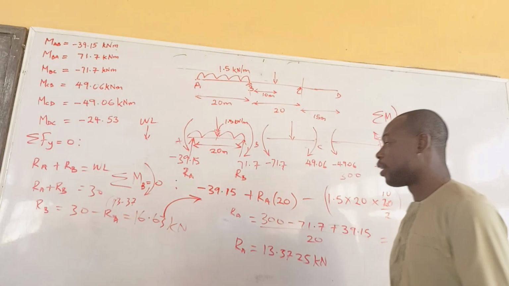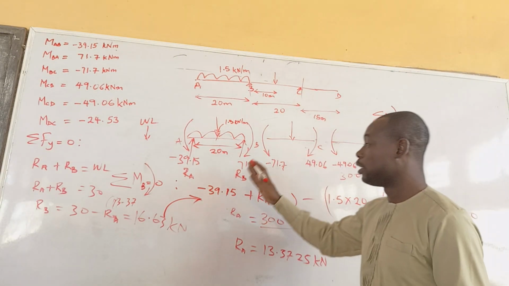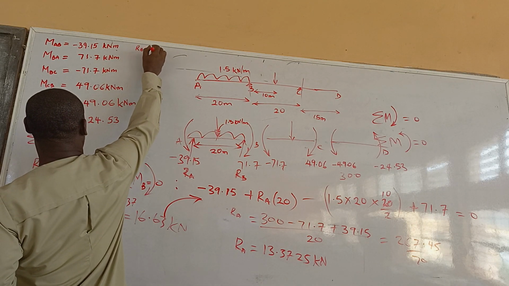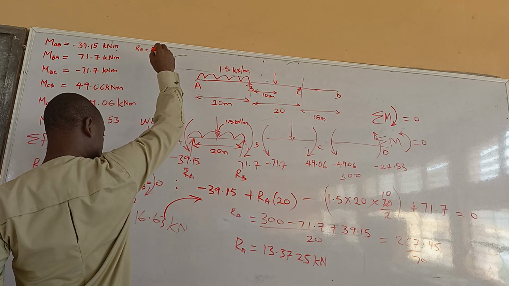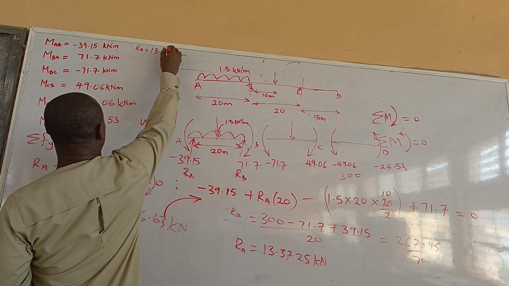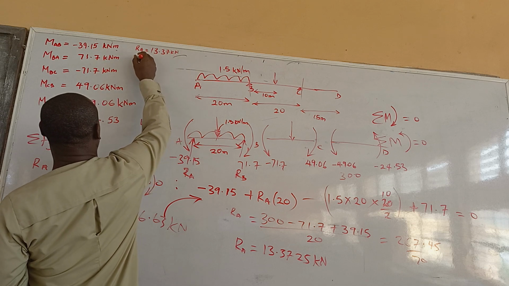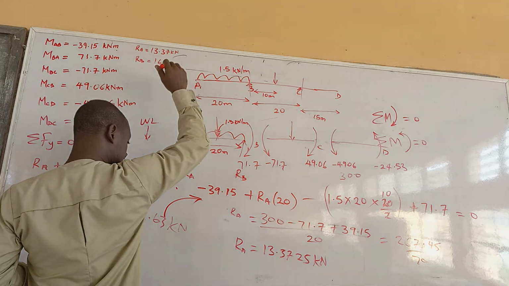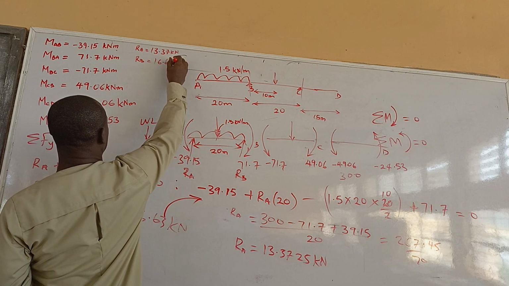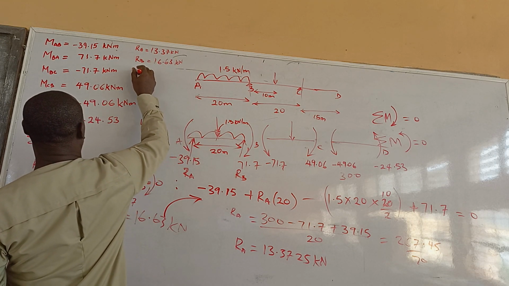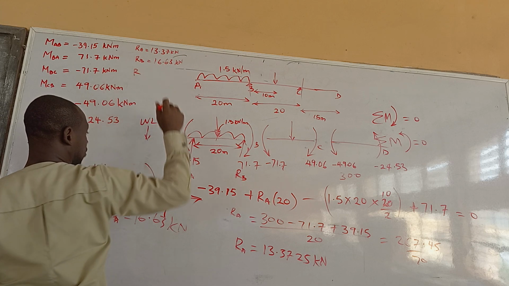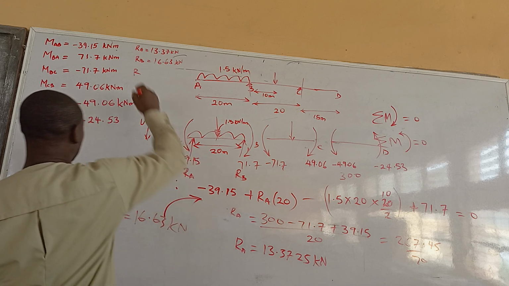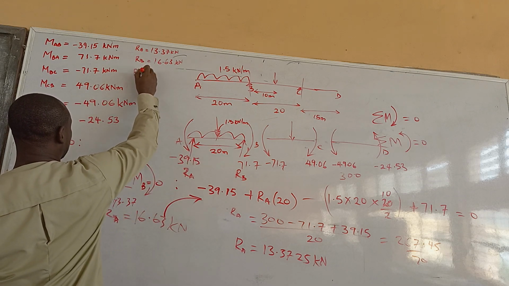Now, since we have done this, we know that our reaction at A is what now? Reaction at A is 13.37 kilonewton. Reaction at B is 16.63 kilonewton. Now we want to get the second reaction, let's say the reaction at B to C.